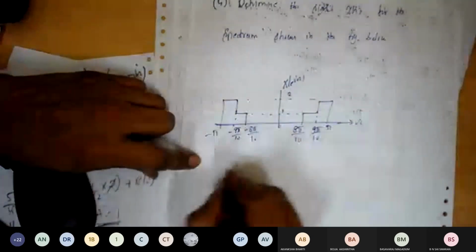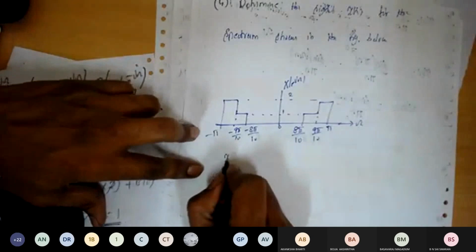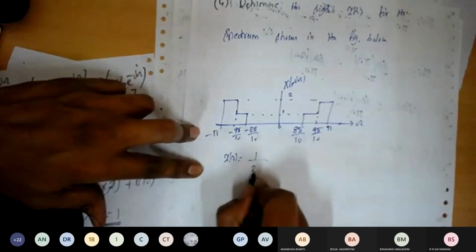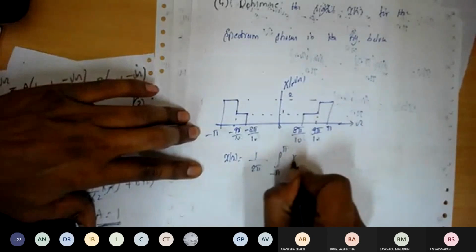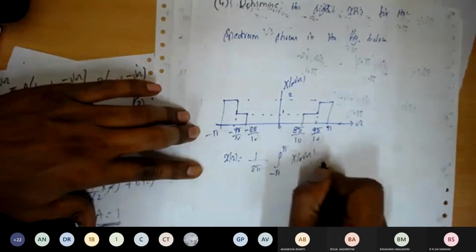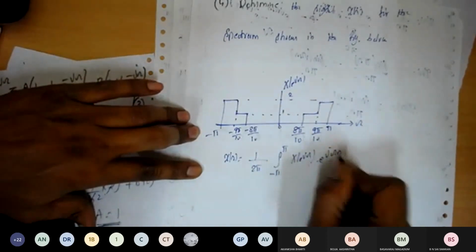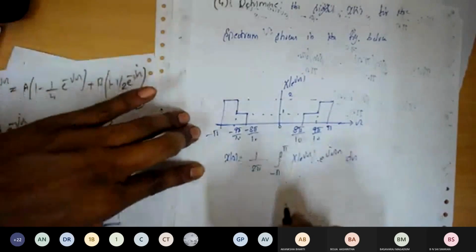Now write the inverse DTFT formula. By using the formula method, we need to evaluate. So it is 1 over 2 pi, the integral from minus pi to plus pi, X of e to the power of j omega into e to the power of j omega n d omega.